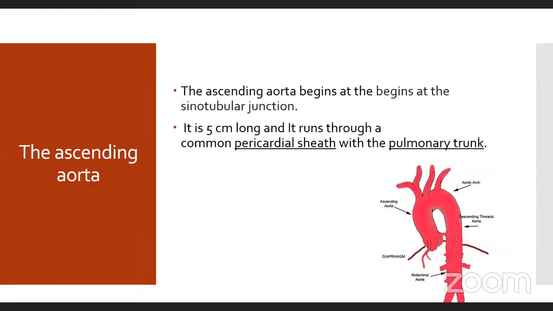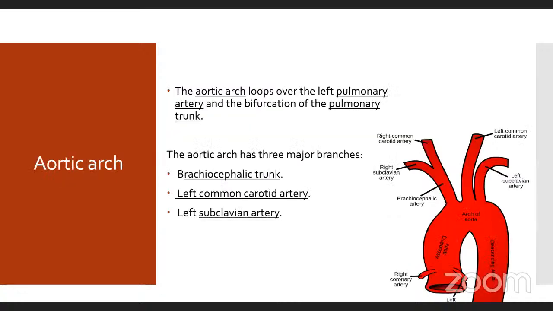At the root of the ascending aorta, we have the aortic sinuses, or the sinuses of Valsalva, which give rise to the coronary arteries. The left aortic sinus contains the origin of the left coronary artery. The right aortic sinus gives rise to the right coronary artery, and the posterior or non-coronary sinus does not give rise to any coronary artery.